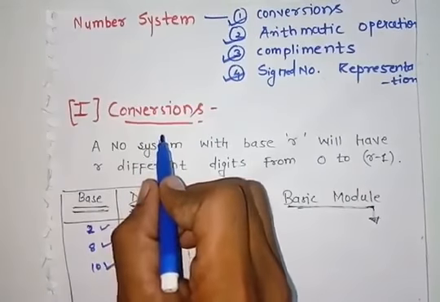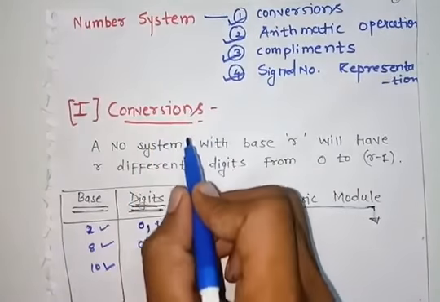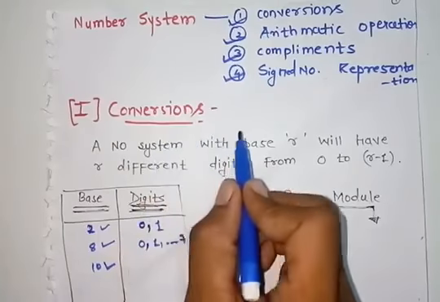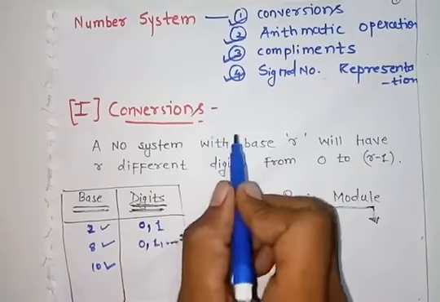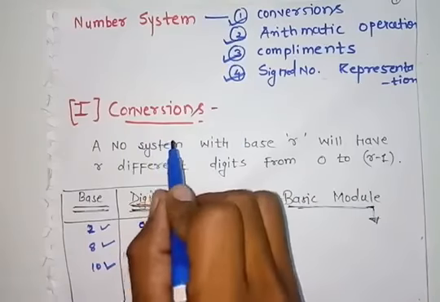First one is conversion. You know very well how we can convert decimal to octal, octal to decimal, then binary to decimal, decimal to other systems. These come into conversions.